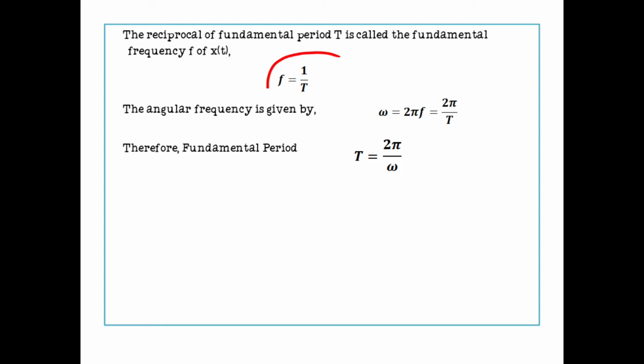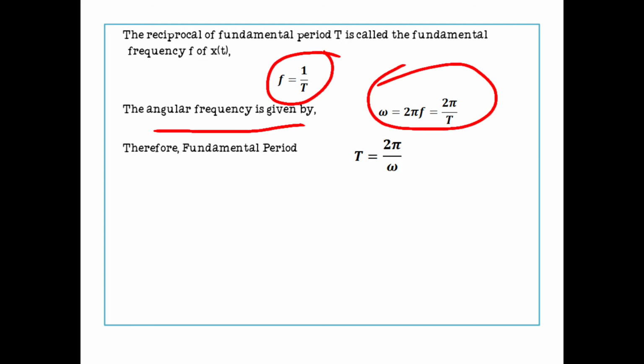So frequency is denoted by f. f is equal to 1 by T. So what is f? f is fundamental frequency. What is T? Fundamental period. So there is another term called angular frequency. What is angular frequency? Angular frequency is nothing but omega. Omega is equal to 2 pi f. So what is f? f is 1 by T. So 2 pi into 1 by T will give you 2 pi by T. So omega is equal to 2 pi by T.